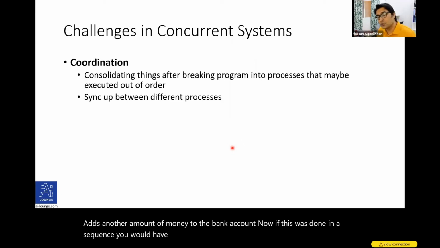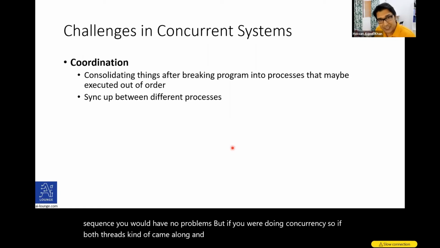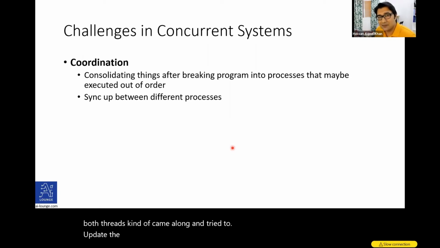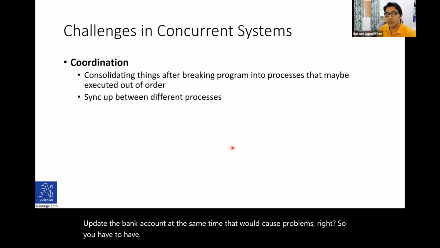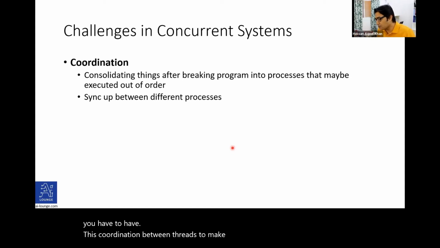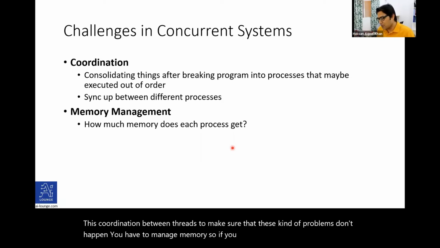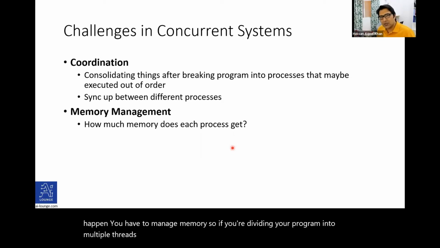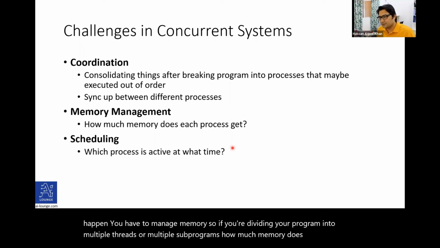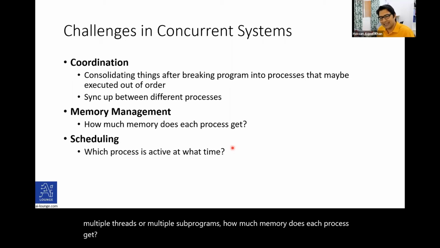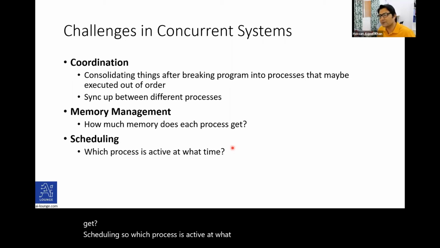But if you were doing concurrency, so if both threads came along and tried to update the bank account at the same time, that would cause problems, right? So you have to have this coordination between threads to make sure these problems don't happen. You have to manage memory. If you're dividing your program into multiple threads or sub-programs, how much memory does each process get? Scheduling, so which process is active at what time? Again, this is something you'll have to manage.